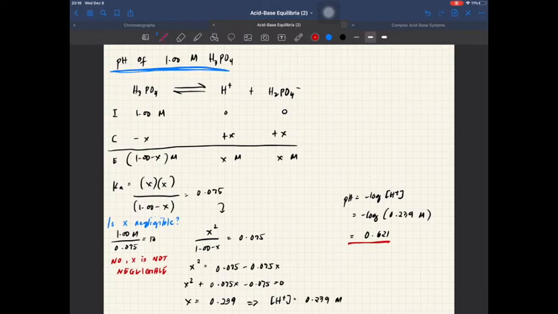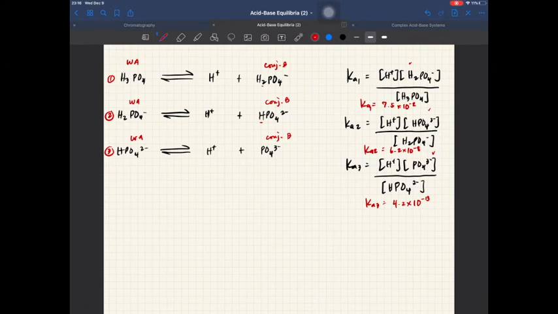Okay, but how do we calculate the pH of polyprotic acids? More often than not, only the first ionization is considered, for the reason that the first ionization has the highest Ka value. So suppose the first ionization has a Ka of 7.5 times 10 to the negative 2, the second ionization has 6.2 times 10 to the negative 8, and finally 10 to the negative 13 for the third ionization. So the succeeding ionizations produce hydrogen ion that is relatively negligible compared to the hydrogen ion in the first ionization.